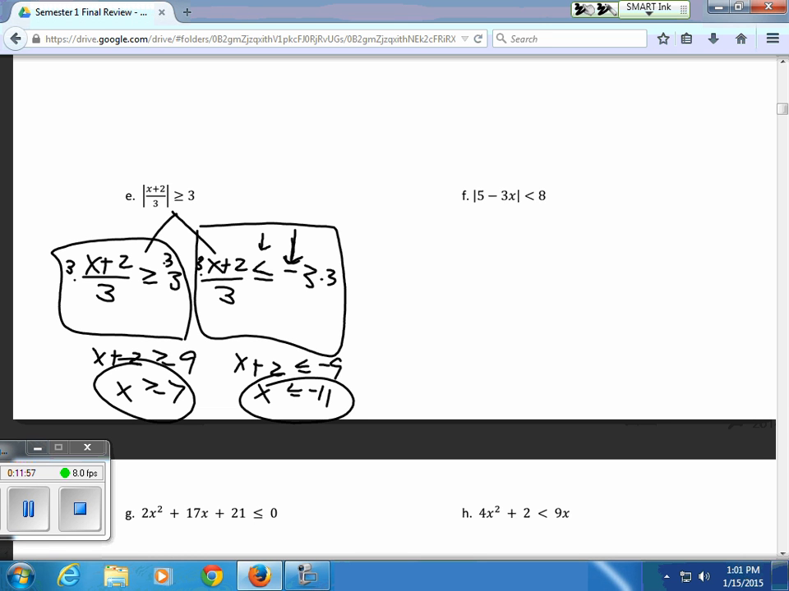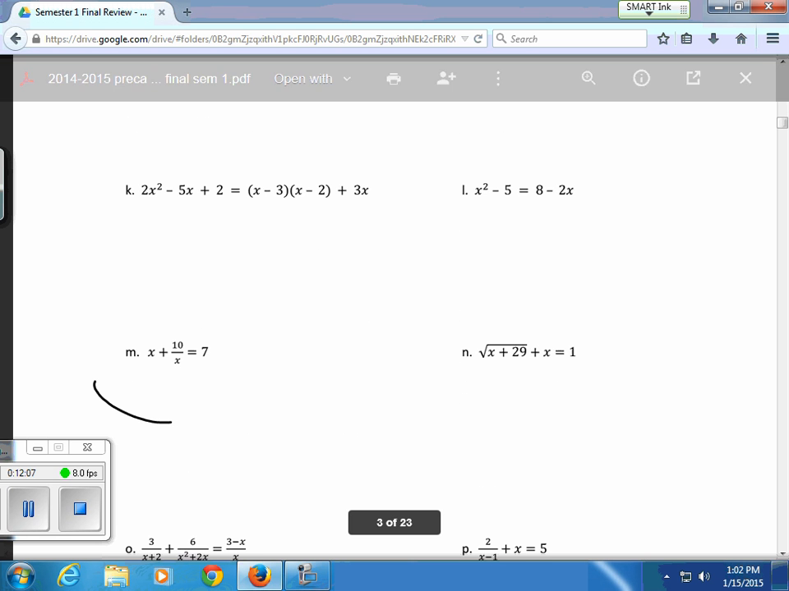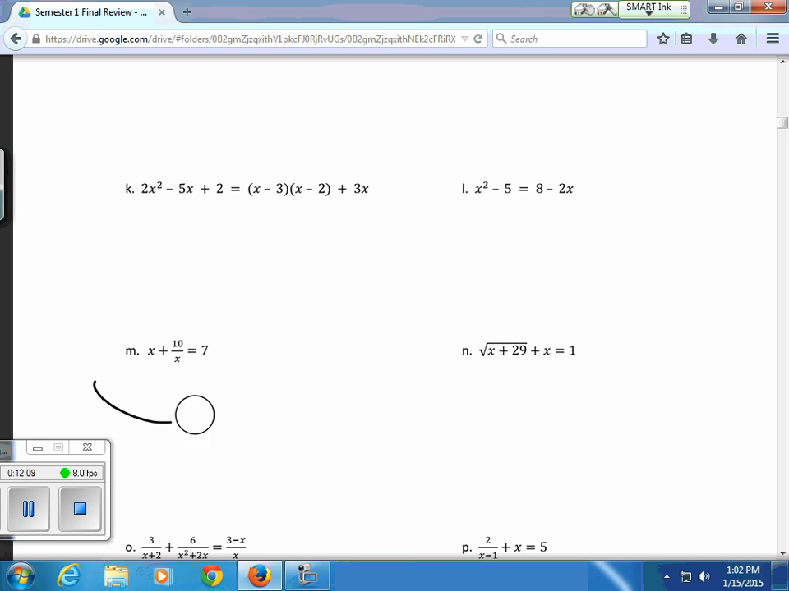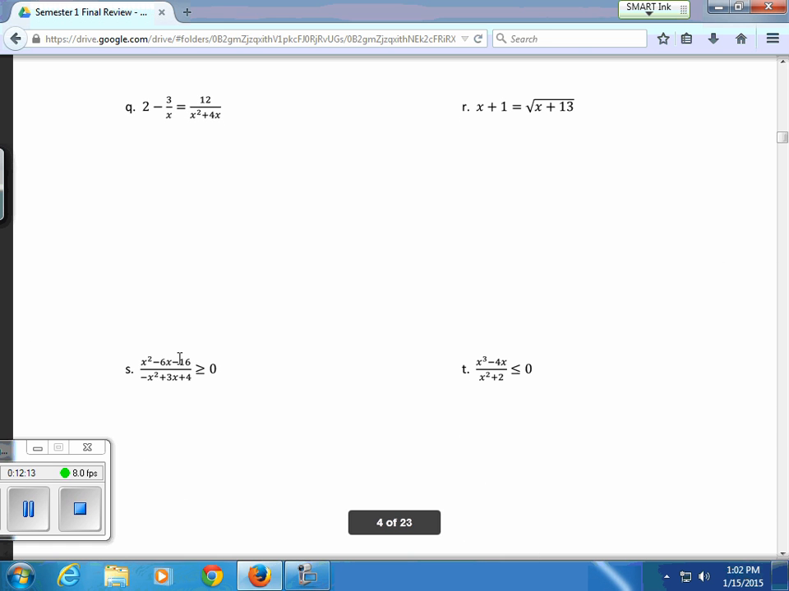Okay, any other ones that you want to see? This page or the next page? A bunch of letters. C, F, G, H, I, J, blah, blah, blah. Anything in here? Okay, then I'm moving on. Everybody get to Q, R, S, T, etc.